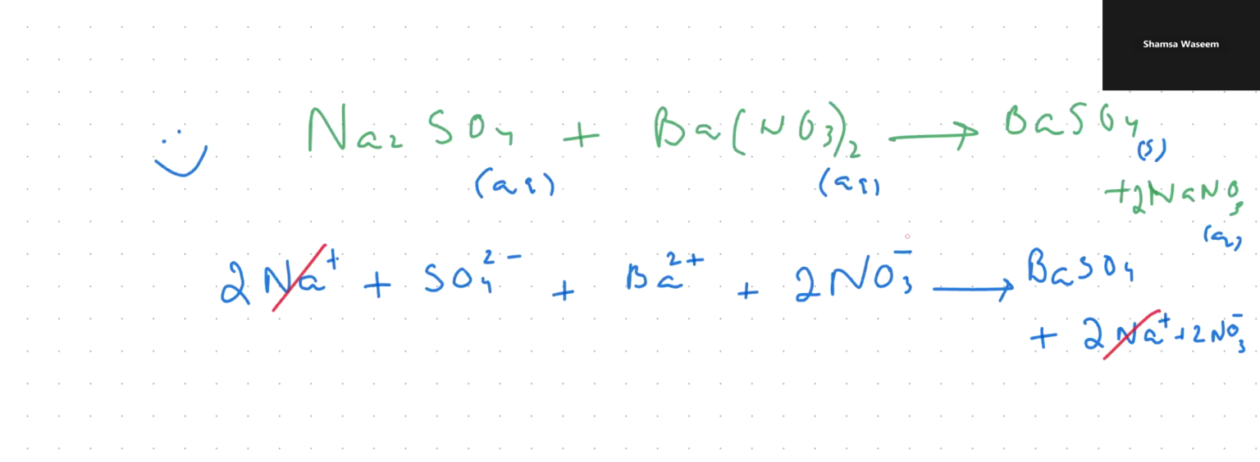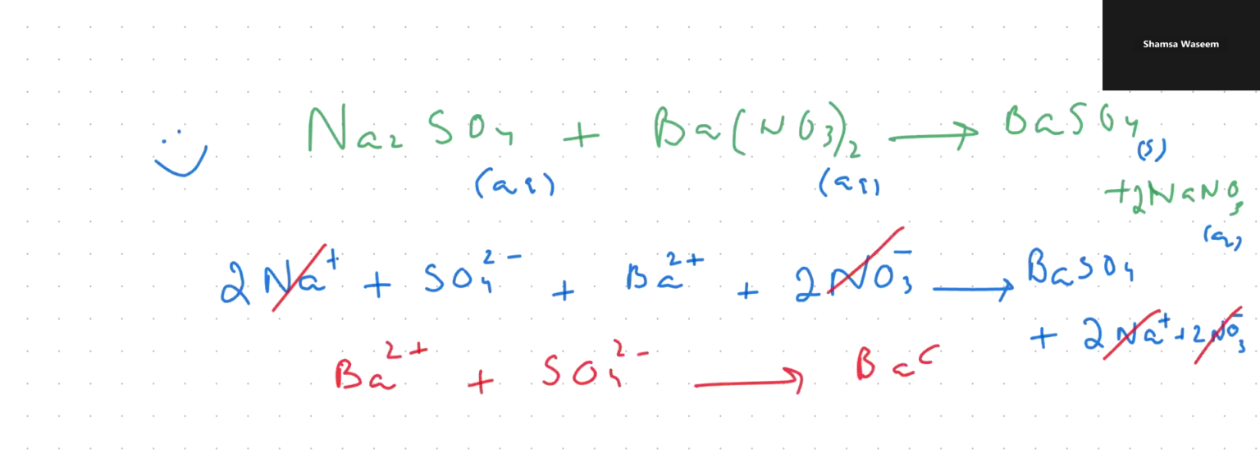It's better that you write down the cation part first. So what is left behind is barium ions plus sulfate ions, which is going to give us barium sulfate. So this is the precipitation reaction ionic equation. You just have to write down the solid which is being formed. You need to write down its cation part, which is from the aqueous state, and its anion part, which is from the aqueous state.